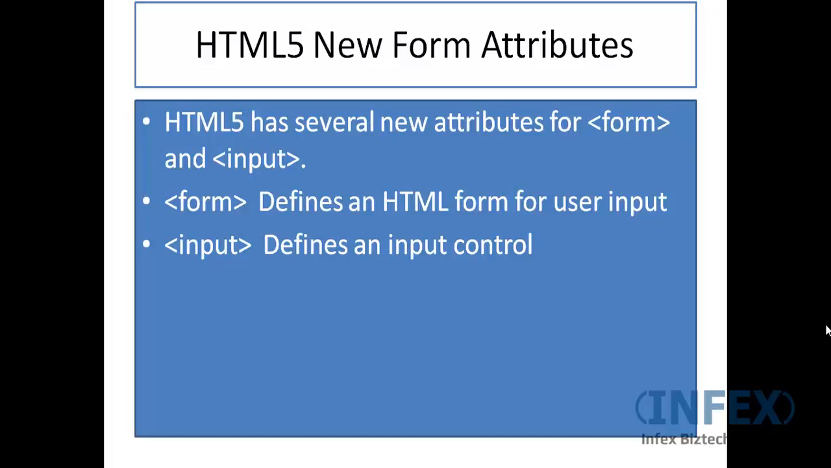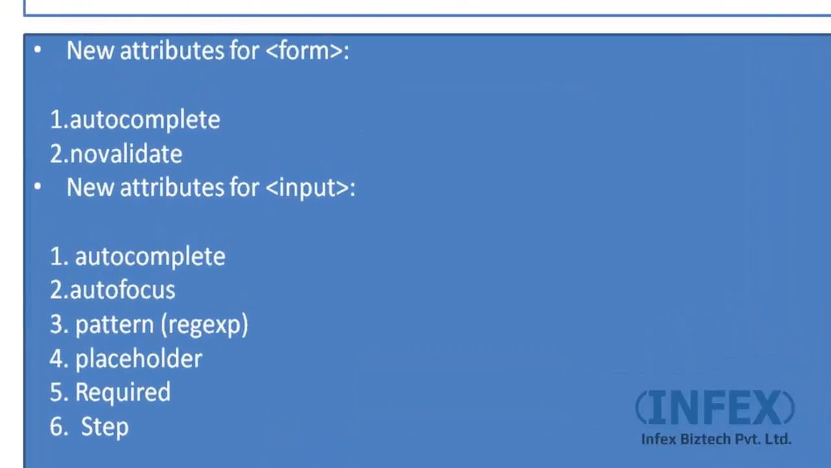HTML5 has several new attributes for form and input. Form defines an HTML form for user input and input defines an input control. New attributes for form are autocomplete and noValidate. Autocomplete stands for auto-completing an input tag and noValidate stands for not validating the data when the form is submitted.